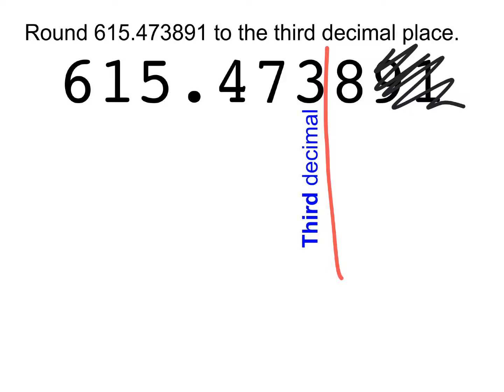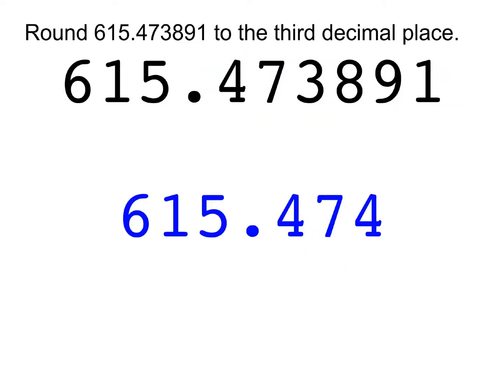That's an 8 this time. So, the 3, is it going to stay a 3, or does it round up to 4? It rounds up to 4, absolutely. Because what we're really doing here is we're saying, this here tells me that this is really going to be closer to 474 than it is to 473. That one next makes all the difference in the world. So that's going to be 0.474.